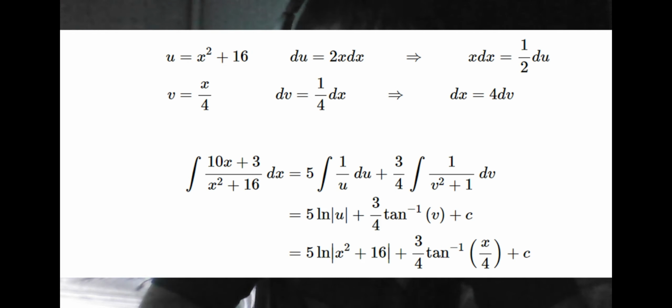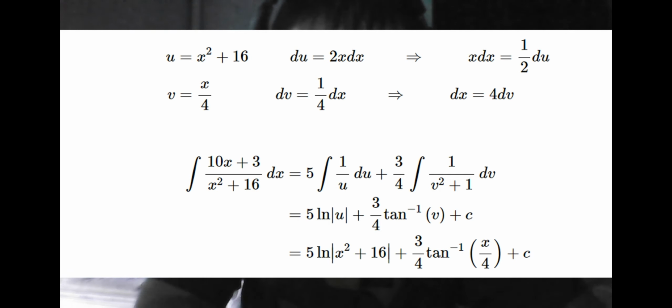For the other integral, we see x squared over 16 is x over 4 squared, so we plug in a different substitution which we call v for x over 4. We see differential of v is 1/4 differential of x, so differential of x is 4 times differential of v. Returning to the original integral, we have not x in the numerator, but 10 times x, so 10 times 1/2 is 5, so we get 5 times the integral of 1 over u times differential of u.